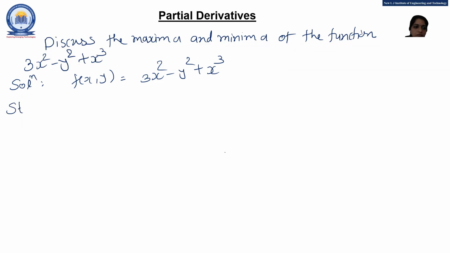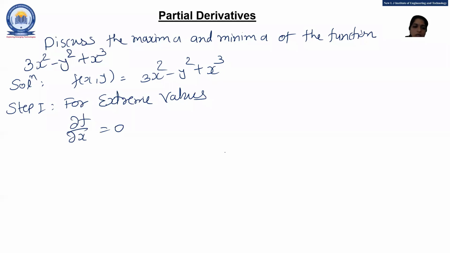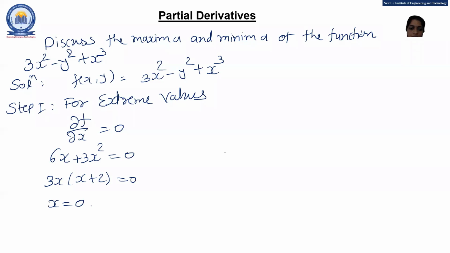As per step 1, for extreme values, what is our first step? That is del f by del x equal to 0. The partial derivative of f with respect to x is 6x plus 3x square equal to 0, right? If I keep 3x common, then I have x plus 2. So the value of x is 0 and x is equal to minus 2.